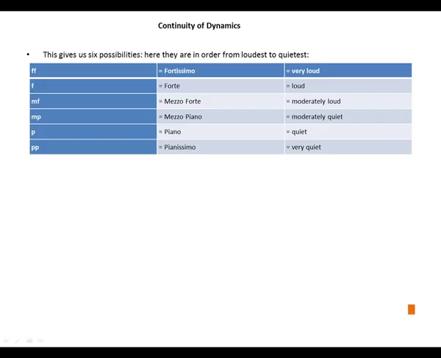FF is fortissimo and means very loud. F is forte and means loud. MF, mezzo forte, moderately loud. MP, mezzo piano, moderately quiet. P for piano means quiet. PP, pianissimo, very quiet.